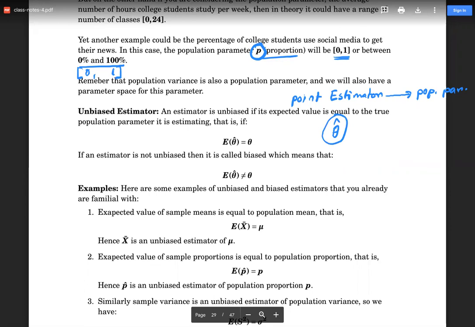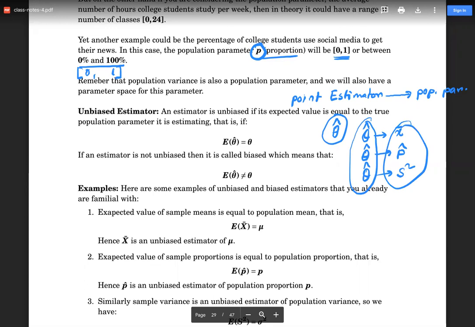If theta hat is the point estimate, remember, a point estimate comes from the sample, okay? Whatever the property or attribute that you're measuring, a point estimate comes from the sample. In general, we represent it by theta hat, okay? So this theta hat, when we are talking about mean, becomes X bar. When we are talking about population proportion, it becomes P hat. When we are talking about variance, it becomes S square. So this is a generic name for these sample statistics, okay?